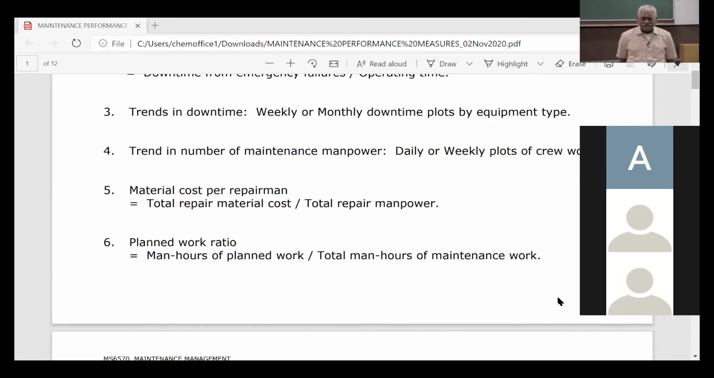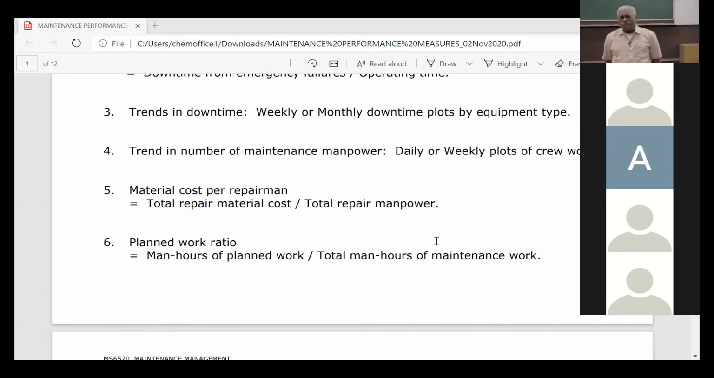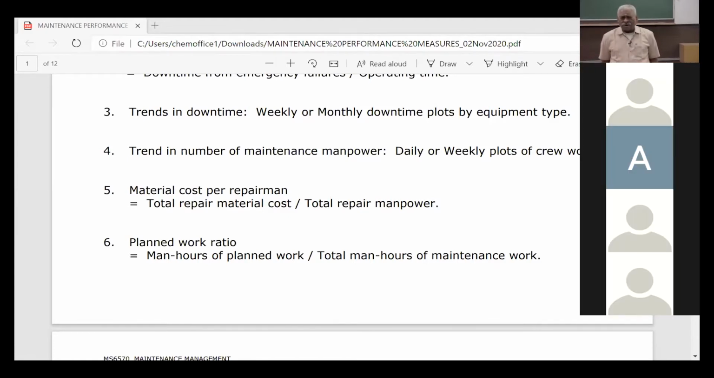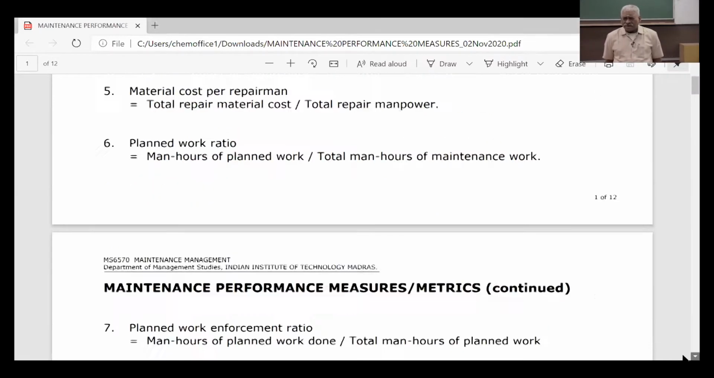Is that clear? Yes, sir. Okay. So the denominator would be the sum of the planned work and the unplanned work. Correct. Okay. Good. Yeah, come on.